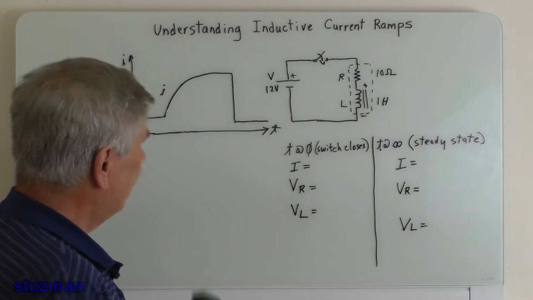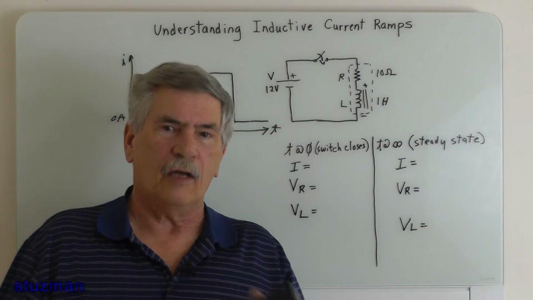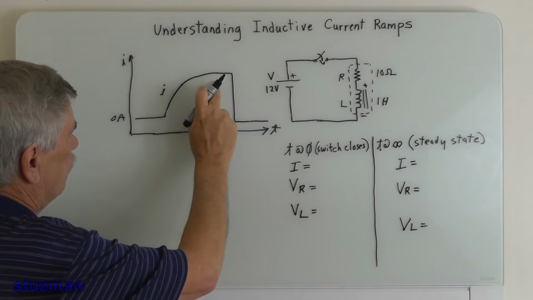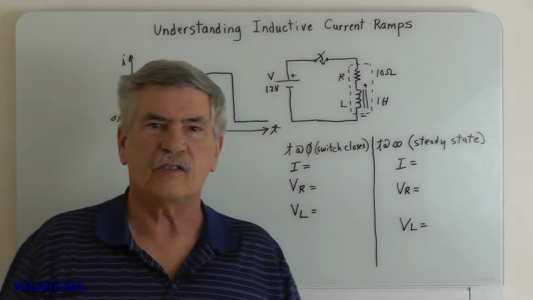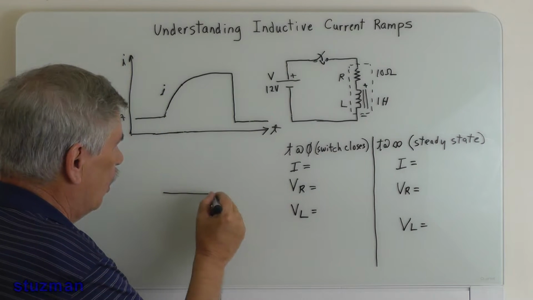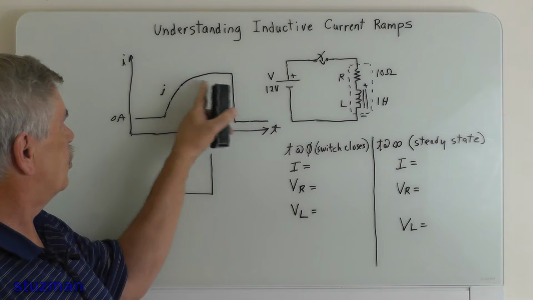Now, let's talk about this curve. This curve is called an exponential curve, and this is the current. The question is, why does this curve happen? If you had a resistor and you looked at the current, it would just go straight up. But here we can see that this is curved.